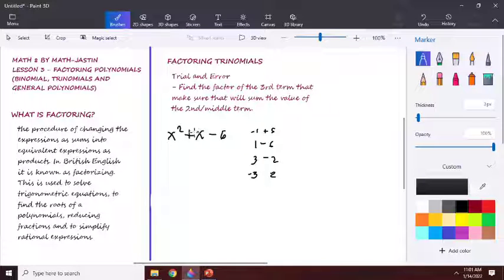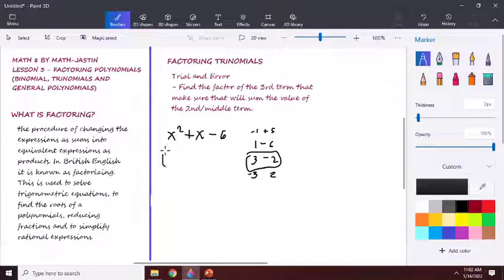Ano po bang coefficient? 1, to form positive 1. So, negative 1 plus 6 is positive 5. Negative 5 ang result na ito. So, ngayon, ito na yung nahanap nating tamang factor ng negative 6.